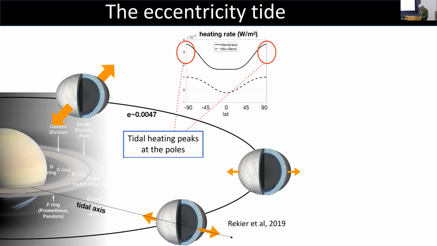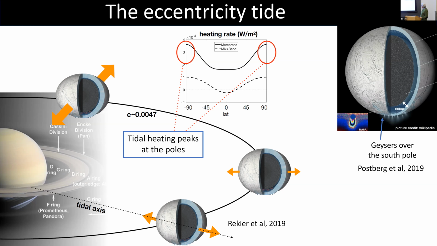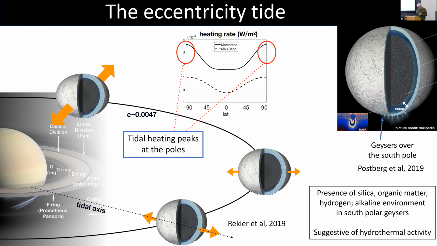And one of the lovely things about Enceladus is that there are actually geysers over the South Pole. You can see water issuing from the ocean through these geysers and sublimating, and you get a great big snowball of it. It's a lovely thing. And moreover, the Cassini mission flew a device through the little plumes, and from that there was a detection of the presence of silica, organic matter, hydrogen, a slightly alkaline environment over the South Pole.